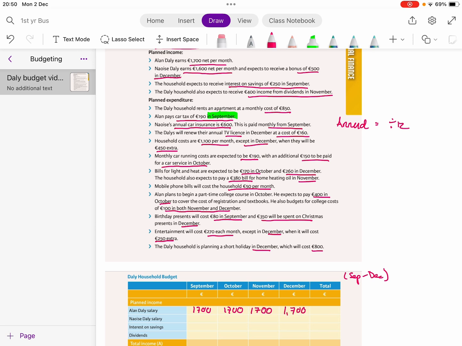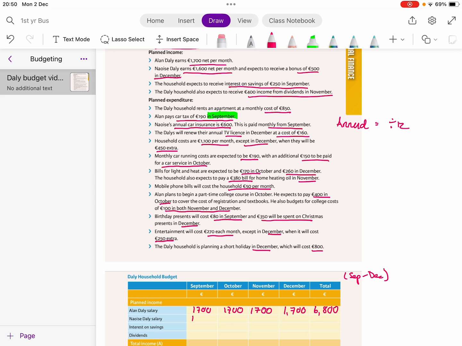And then I'm going to add all of that together. And when I do that, I get 6,800. Nisha Daly earns 1,600 every month.